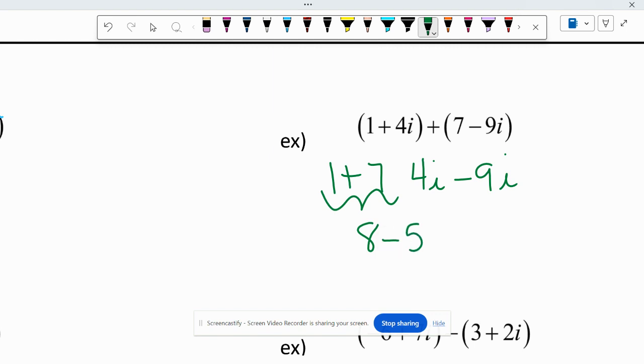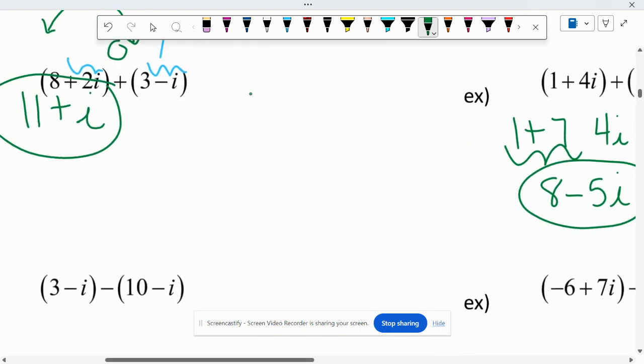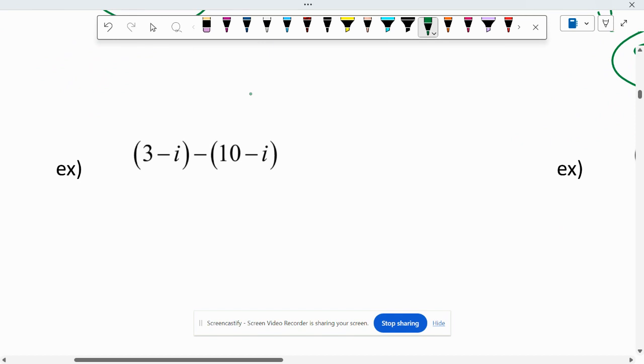Negative 5i. That's your final answer. What happens when you have a negative in front of your parenthesis? What do you have to do with it? You have to distribute that negative. So this is actually going to get distributed through.